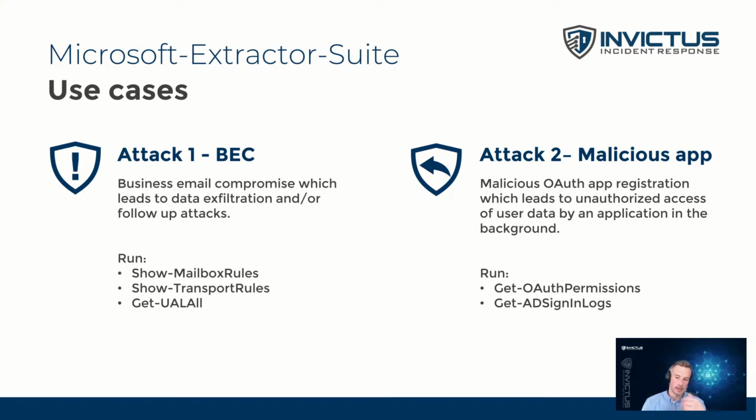Next, we can run Get-AD-sign-in-logs to get all the sign-in logs, and we can search those sign-in logs for the application ID that we've identified with the Get-OAuth-permissions function. So that's another use case that we sometimes see or that you can do. These are just some ideas that we have. Of course, feel free to ignore this and do whatever you want with the tool, but these are some options that you have with this tool.